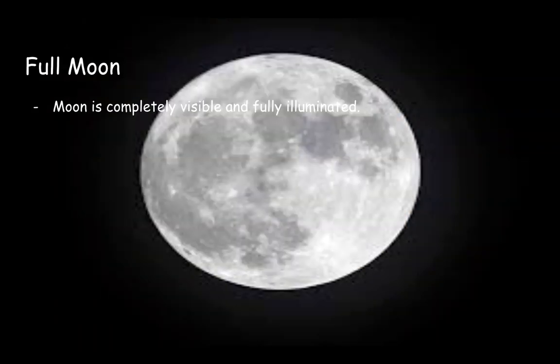The next phase of the lunar cycle is a full moon. In this phase, the moon is completely visible. This means that in the next few phases, the moon will begin to shrink.